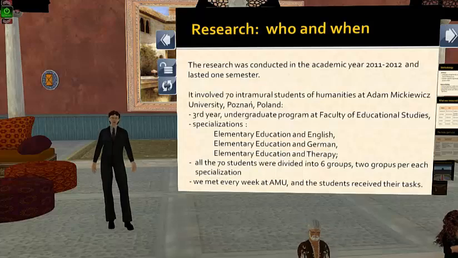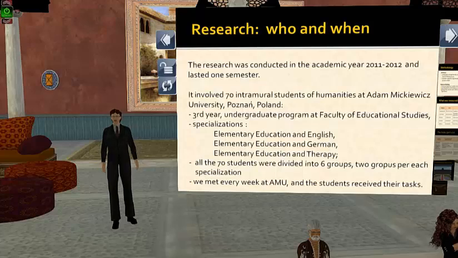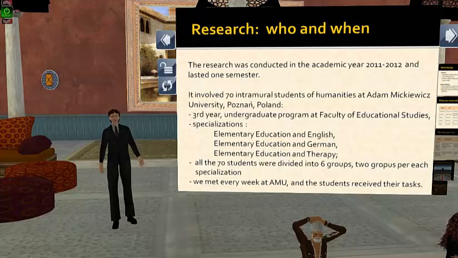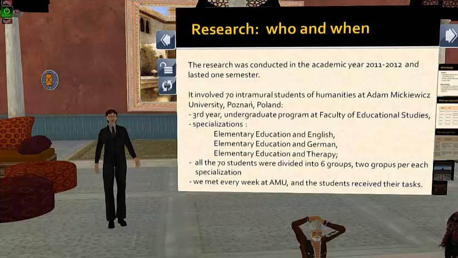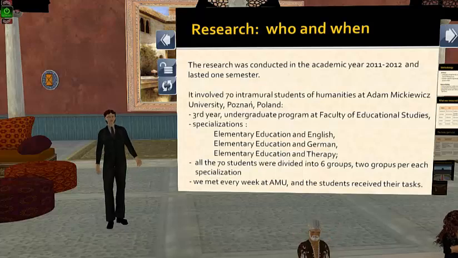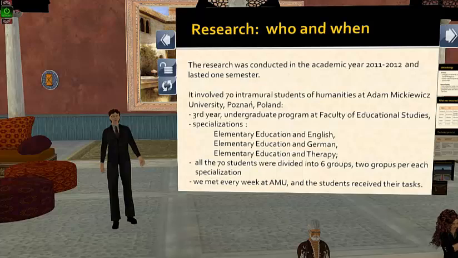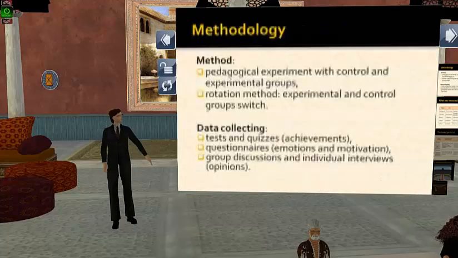And as you can see, the level of English with these students was different. Elementary education in English had the highest command of English. And with Germans, well, that was different, and in therapy, that was also different. Okay, and all 70 students were divided into 6 groups, 2 groups per each specialization, and as I said before, we meet every week in the physical world, and students received their tasks.